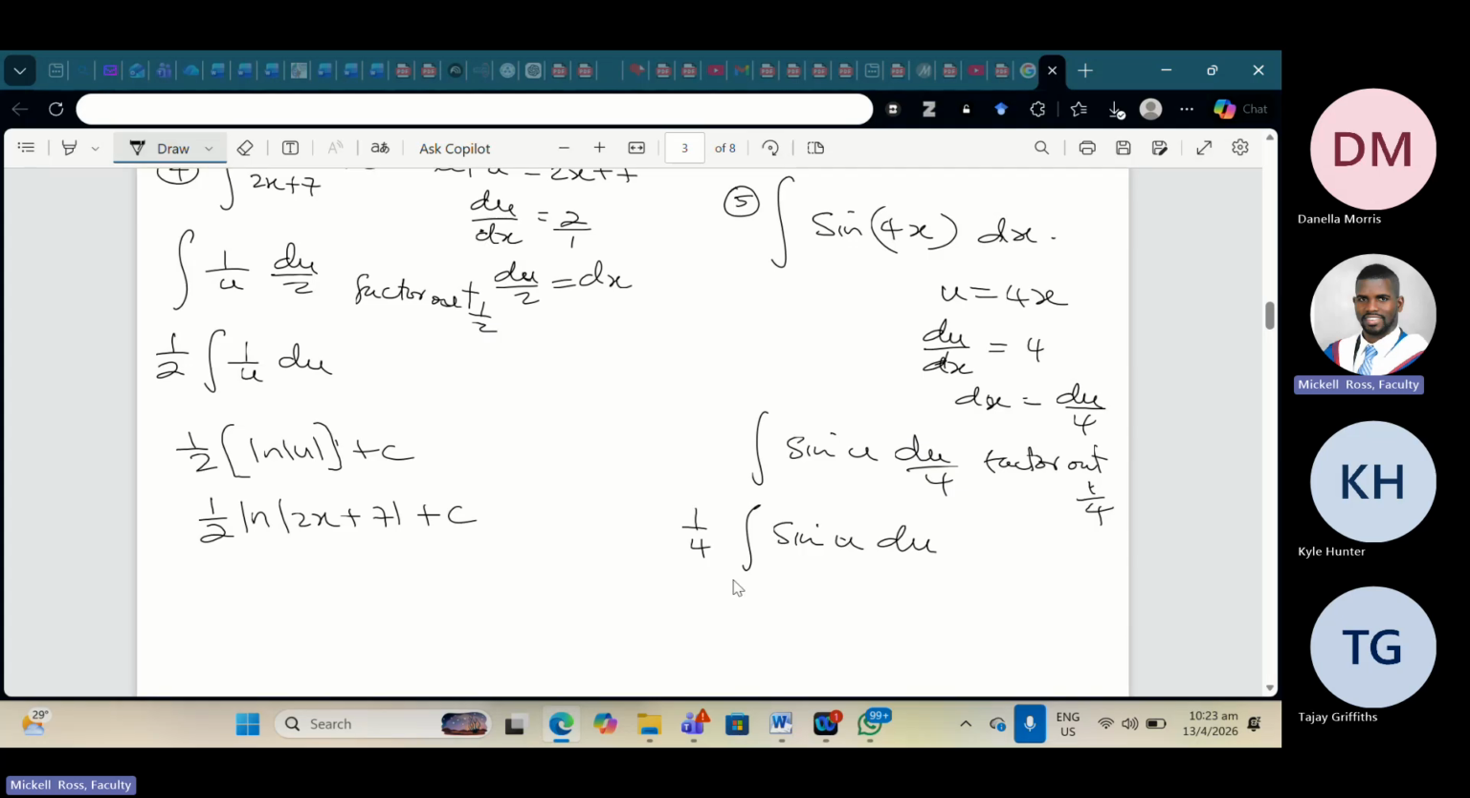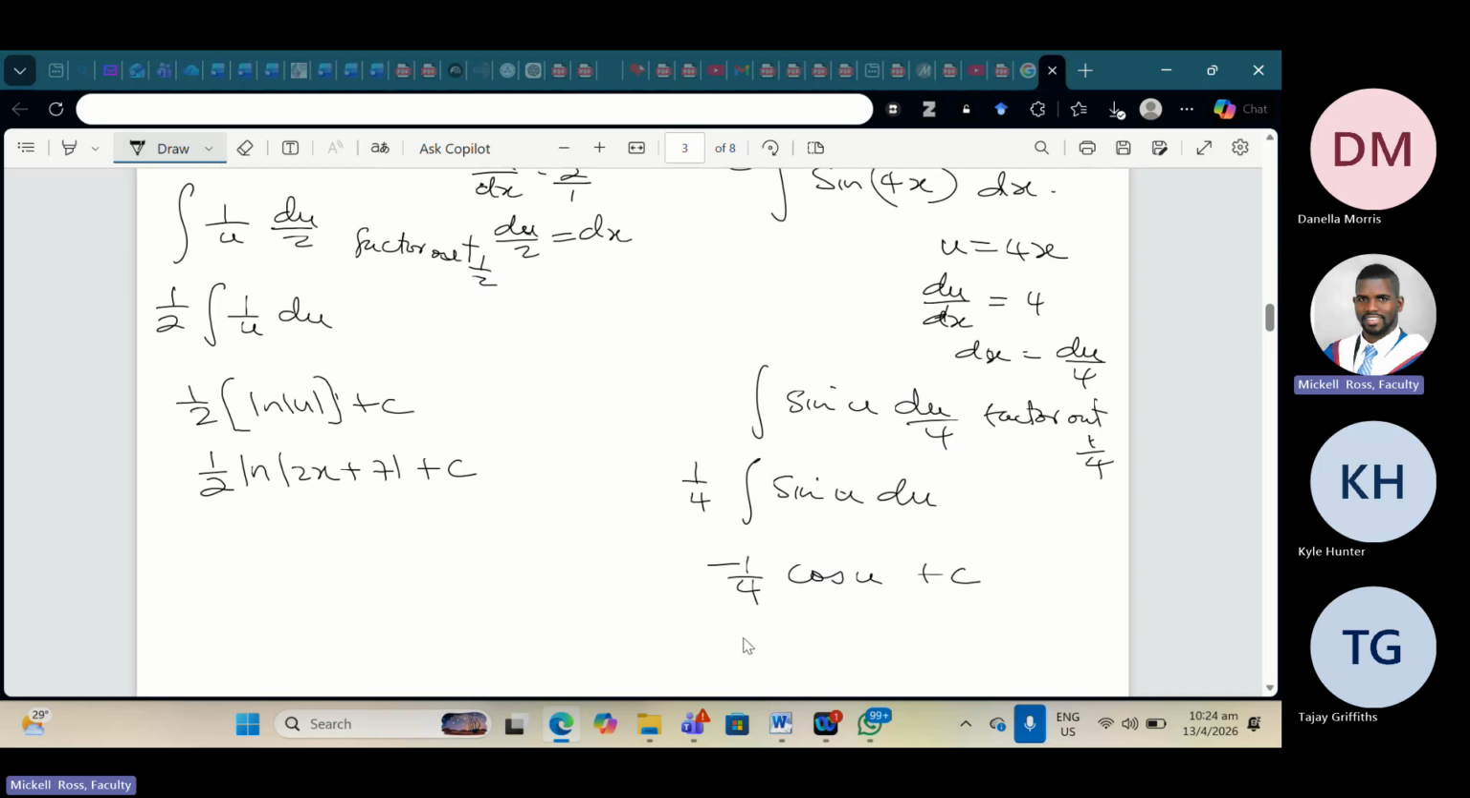When you integrate sine, you get negative cos. So it's going to be negative a quarter cos of u plus c. But we know what u is. U is equal to 4x.